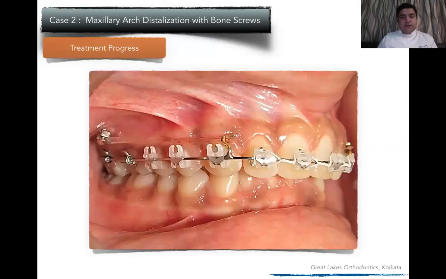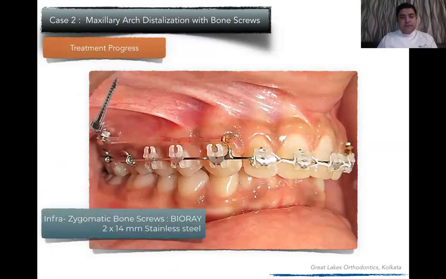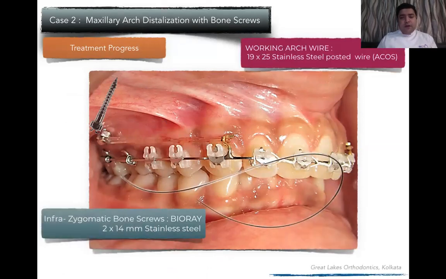So how does this biomechanics progress? That's a unique diagram. You can look into it carefully. So the first thing is that you place an infrazygomatic screw. The size is, in this case, a 2 into 14 millimeter screw. The collar is about 7 mm, and the amount of the spiral within the bone is also about 7 mm. It's made of stainless steel. We are also going to use a 19x25 stainless steel posted archwire, but we are going to give an accentuated curve of Spee to that wire.